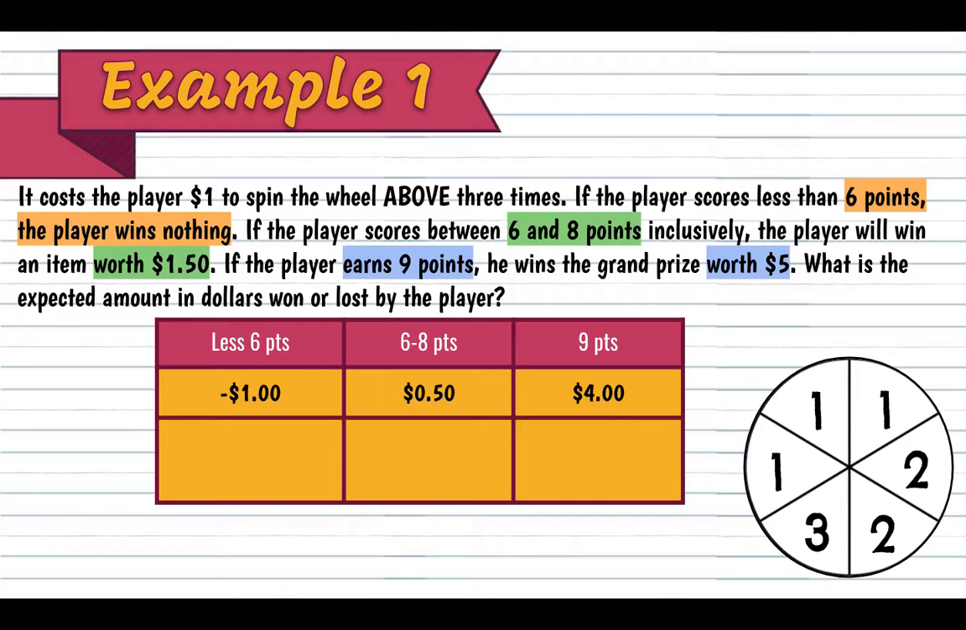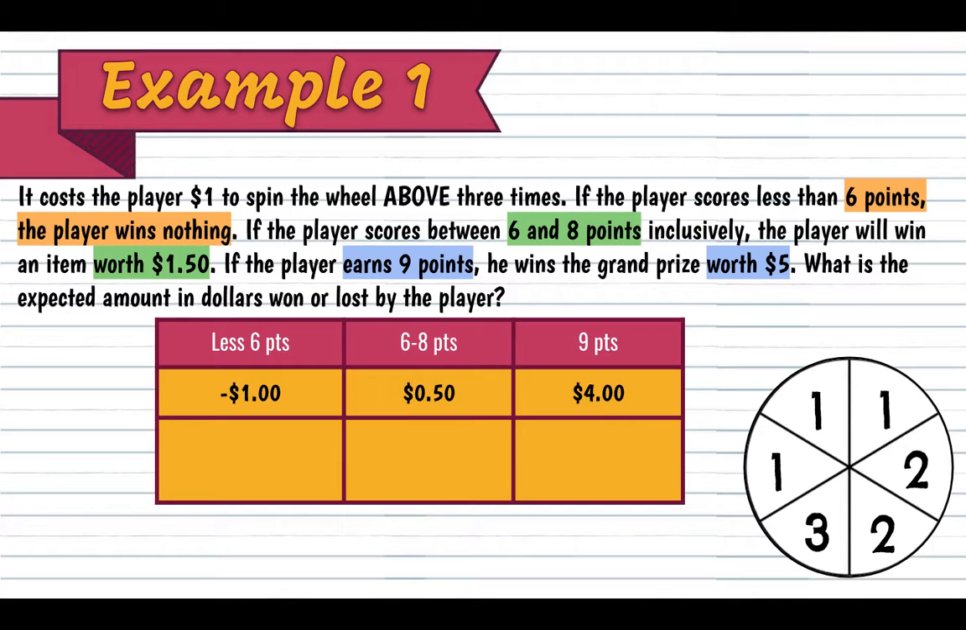All right, so notice you only have certain outcomes. You either get less than 6 points, you get between 6 and 8 points, or you earn 9. Notice you have bet $1 to play, so here's the problem. Notice if you land on less than 6, you win nothing, so you have negative $1. If you land between 6 and 8, you win $1.50, but you bet $1. So really, you only won 50 cents. Same thing with 9 points. You won $5, but again, you put $1 in, so really you're winning $4.